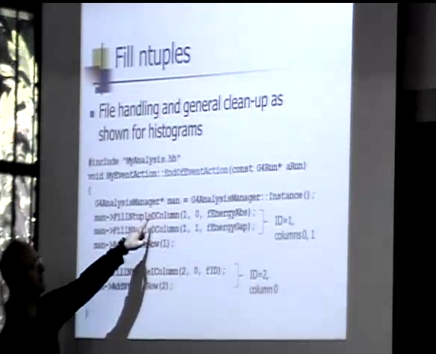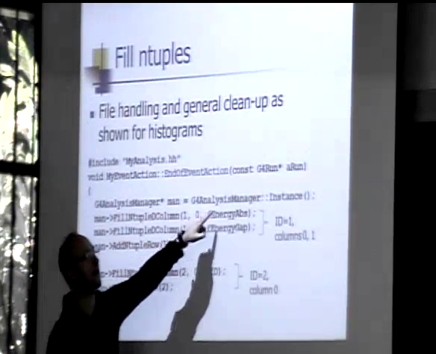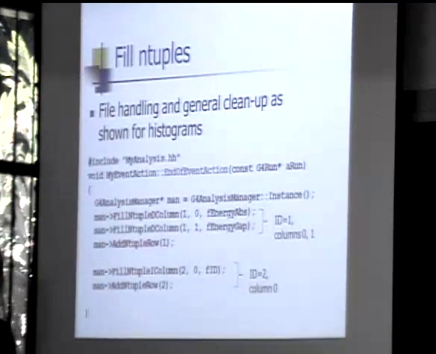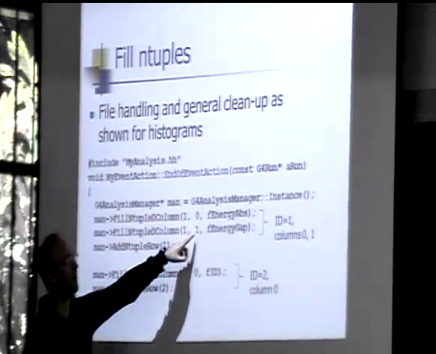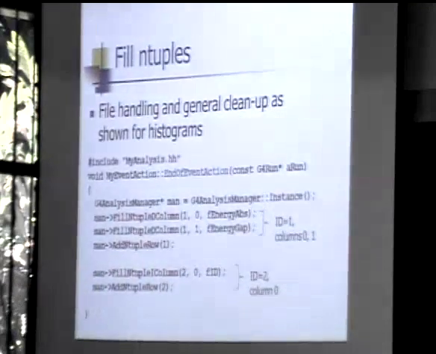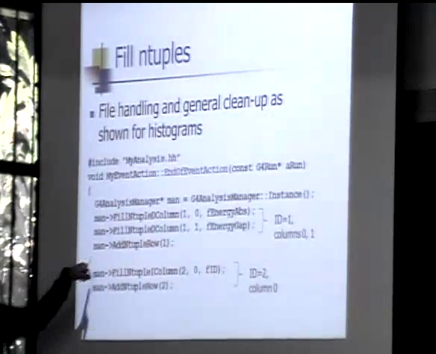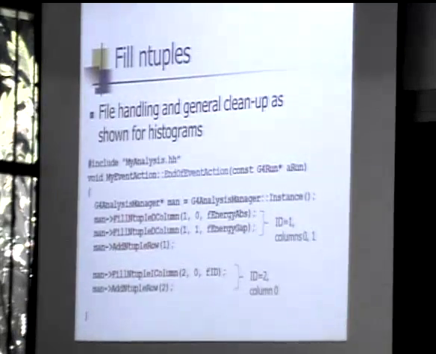So you say fill the D-type column of n-tuple number 1, column 0, and this is the number that you want to send into the n-tuple. So n-tuple 1, column 1, and this is the number that you want to fill into. So that's it. And then you send the row to the table.